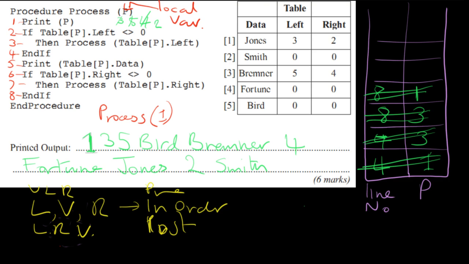So let's just quickly draw the tree as well. Now the tree would be, the root node would be the one that doesn't have any pointer to it. Now I know you're probably going to say it's obviously Jones because it's the top, but not necessarily. So 1 doesn't exist anywhere in there, so it's Jones. To the left of Jones is Bremner, and to the right of Jones is Smith. And to the left of Bremner you've got Bird, and to the right of Bremner you've got Fortune. Is that it? I believe so. So 1, 2, 3, 4, 5.